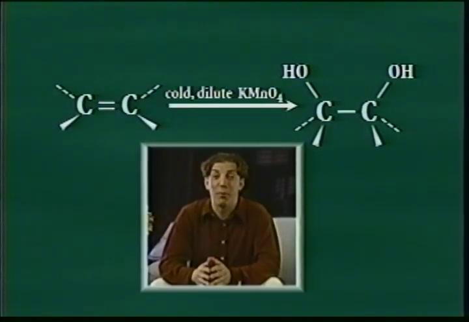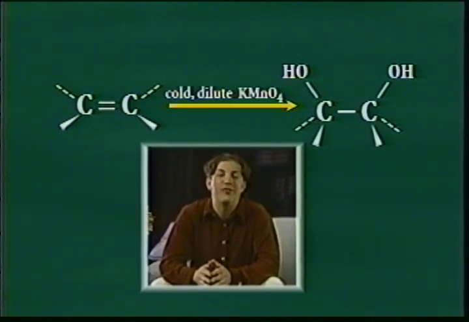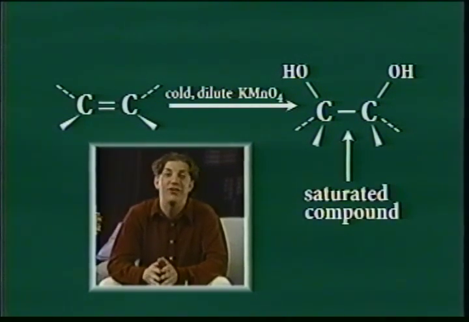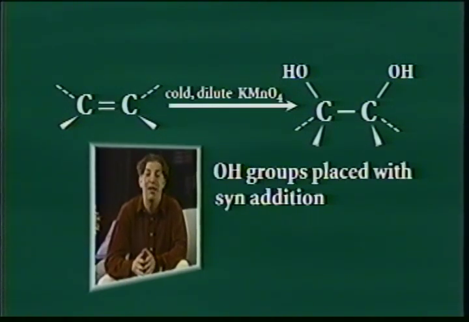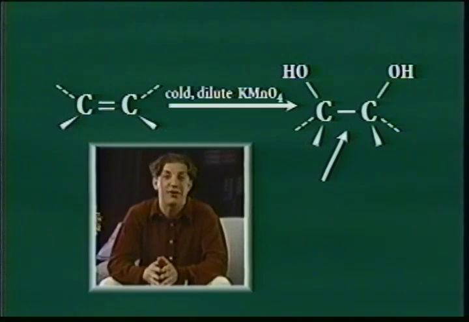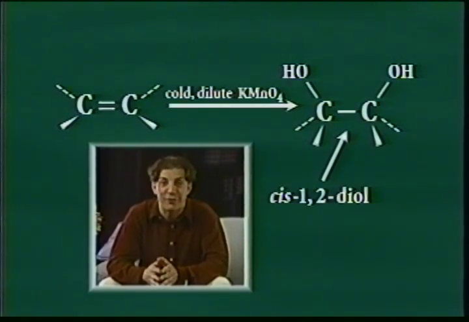So to write it the simple way, we've got an alkene on the left side of the arrow. On the arrow, we've got cold dilute potassium permanganate, KMnO4. On the product side of the arrow, we've got a saturated compound which contains 2 adjacent OH groups. Those hydroxyl groups are placed with syn addition, and the product is called a cis 1,2 diol.